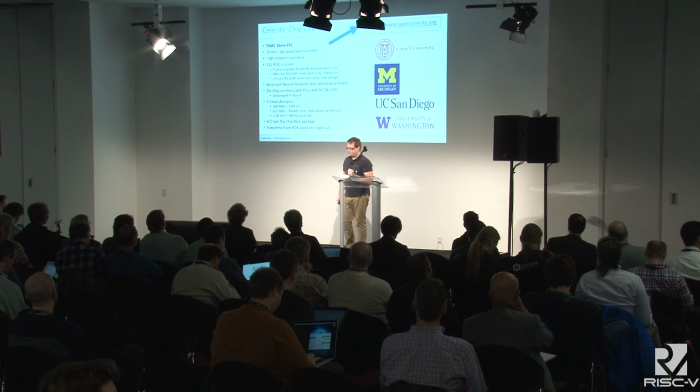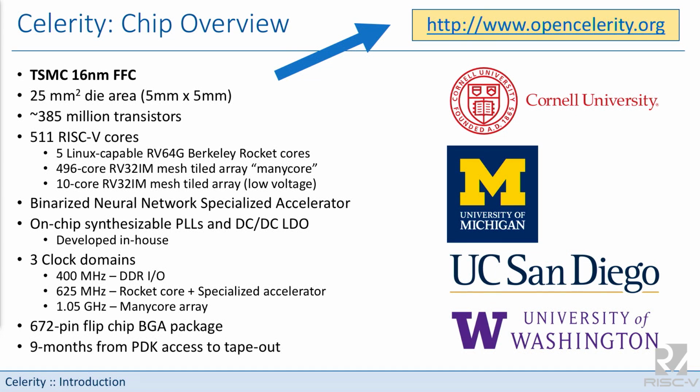The chip was implemented in TSMC 16 nanometer FFC. It's 25 square millimeters of die area, with 385 million transistors. And then the 511 RISC-V cores, that's kind of a funny number. Did one of the cores not work? Did you not figure out the power of 2 thing that we're all into? Well, the reason is there are 5 Linux-capable cores, the Berkeley Rocket cores. Then we have a many-core array of 496 cores, which is an even square.